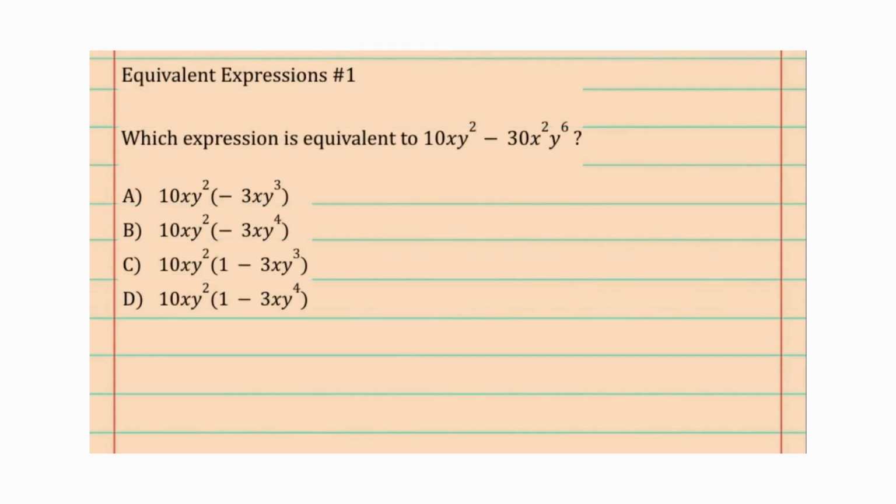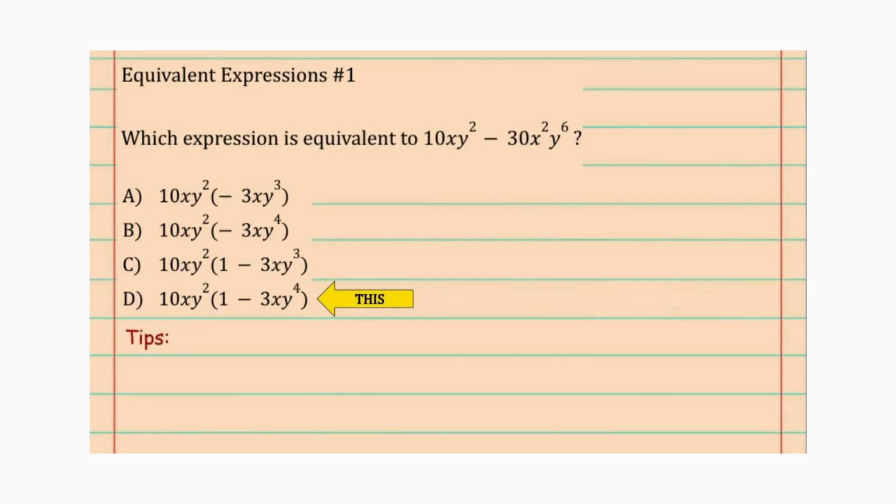Today, we're going to do a problem involving equivalent expressions. Which expression is equivalent to 10xy squared minus 30x squared y to the sixth? Consider options A through D, pause the video, and try this problem on your own. Alright, I'll assume we're ready to continue. The correct answer is D.